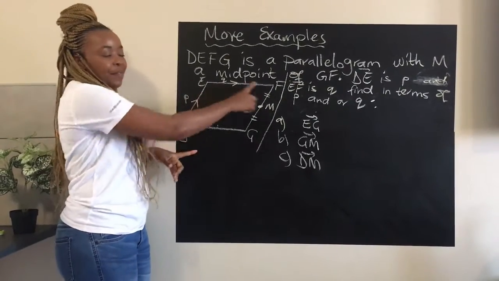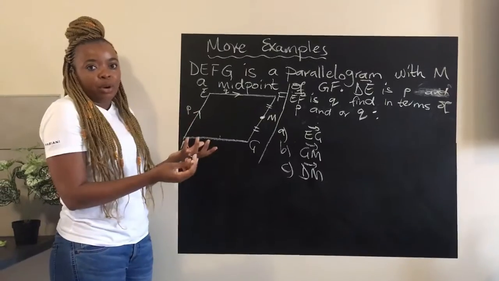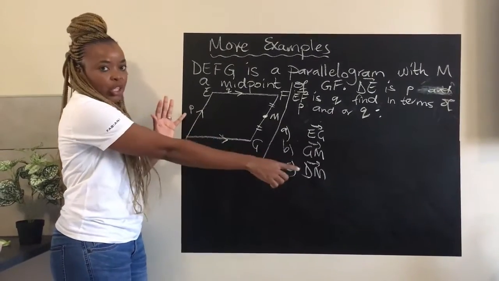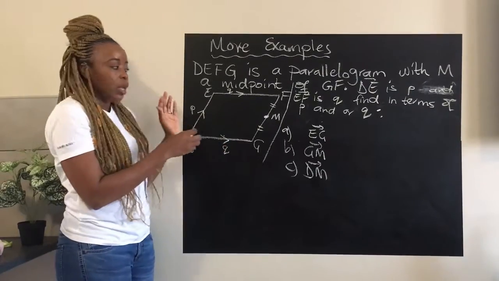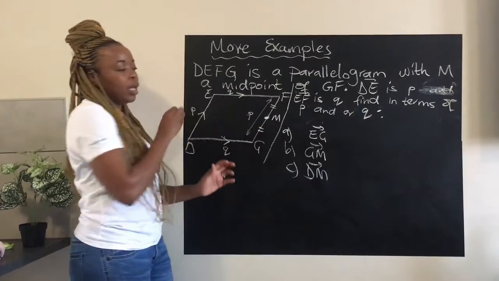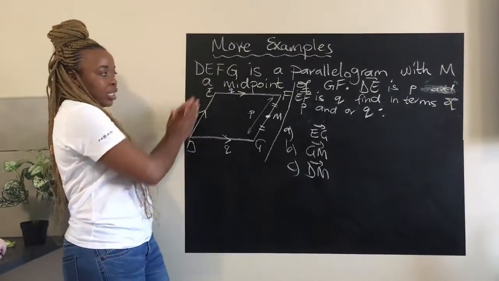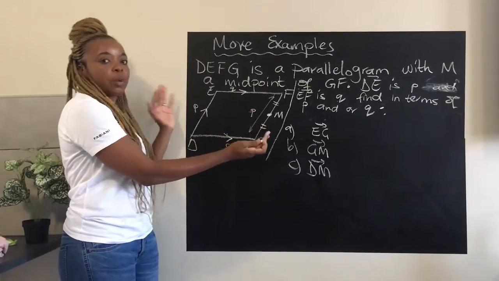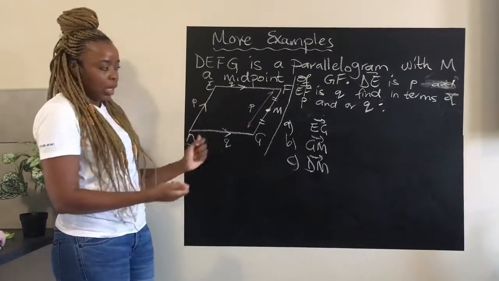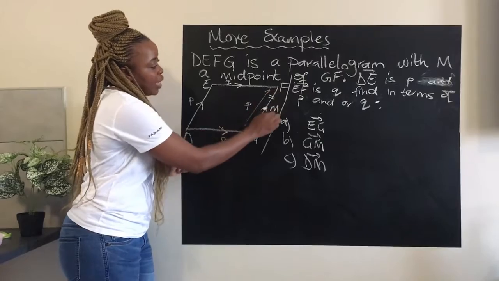We know that in a parallelogram, EF is equal to DG. So if it's in the same direction, it will be the same vector. As well as GF, this whole vector will also be P, because it's in the same direction as DE, but the fact that it's a parallelogram makes the two sides equal, and therefore the vector is also the same. So we know that this whole vector is P.